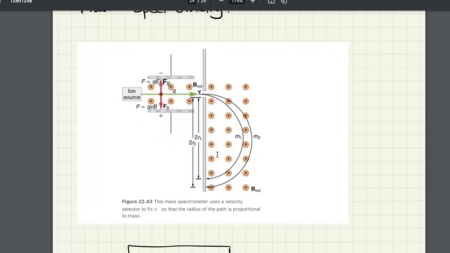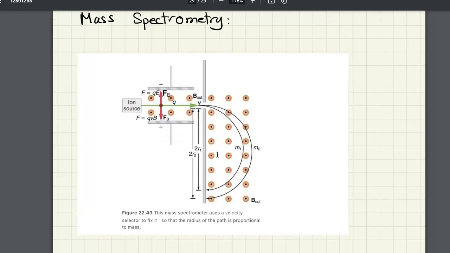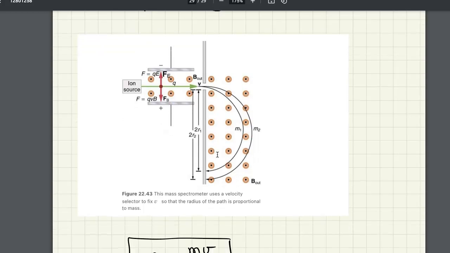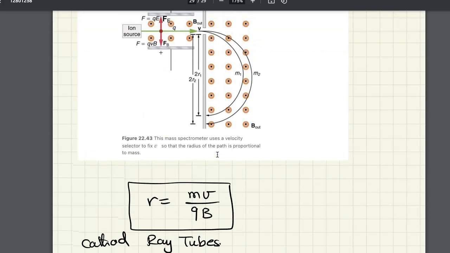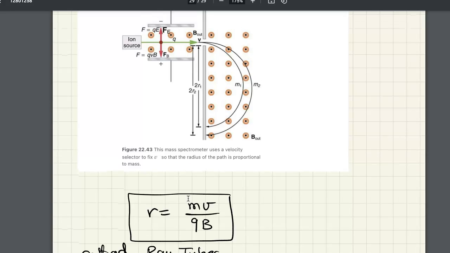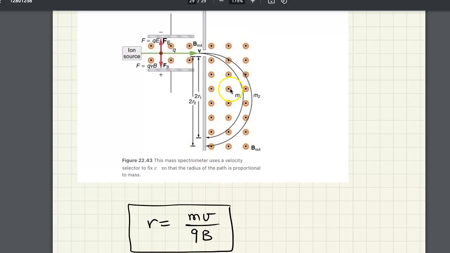This is again one of the most important applications, mass spectroscopy, where we can use the magnetic force on a charge that is coming perpendicular to the magnetic field, and by measuring the radius we will be able to find the mass. This is how the mass of the electron was calculated.